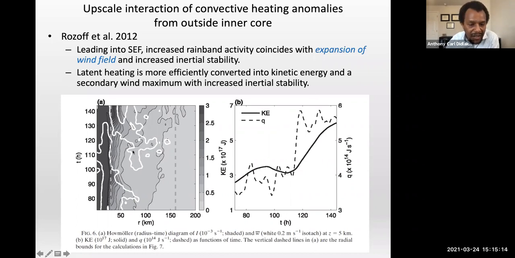So here we have in white the secondary vertical velocity maximum happening at the same time as you have an increase in inertial stability. Here we have the heating in the dashed line, and you can see it spikes at about the same time as the kinetic energy responds to that spike in the heating, due to the increased efficiency.